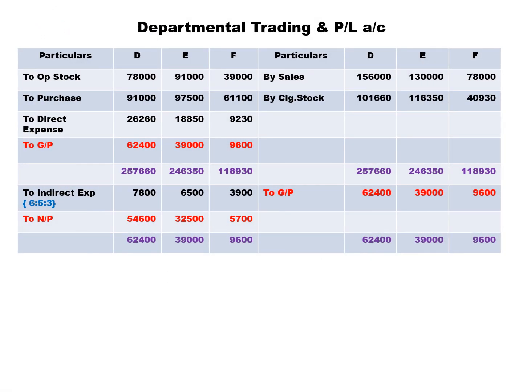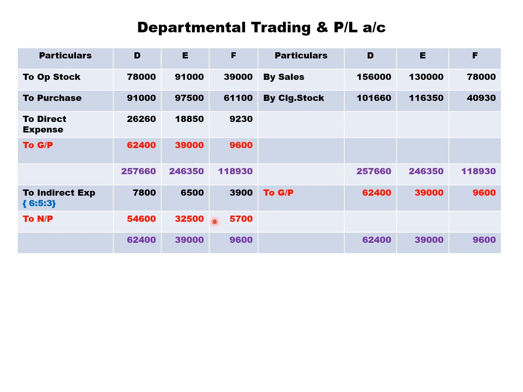So students, let us prepare the departmental trading and PL account. Opening stock take as it is, purchases take as it is, direct expenses take as it is, sales as given in the question, and then closing stock. You get a gross profit of 62,400, 39,000, and 9,600.